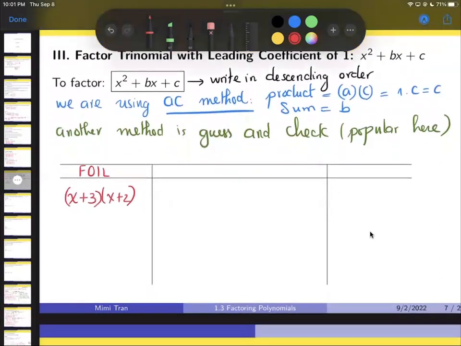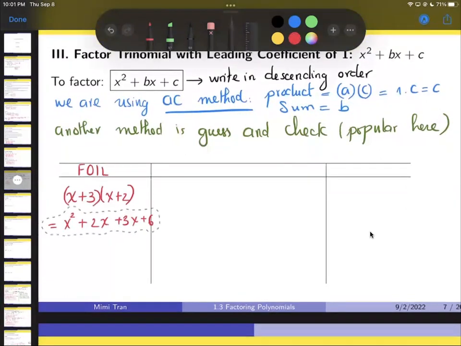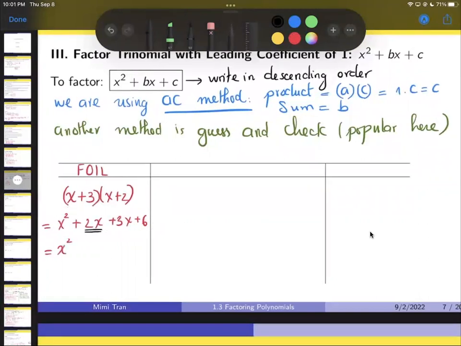So you FOIL it, right? First, x times x is x squared. x times 2 is 2x. x times 3 is 3x. And 3 times 2 is 6. Then you add like terms. These are like terms, so you add them. So 2x plus 3x is 5x, plus 6.